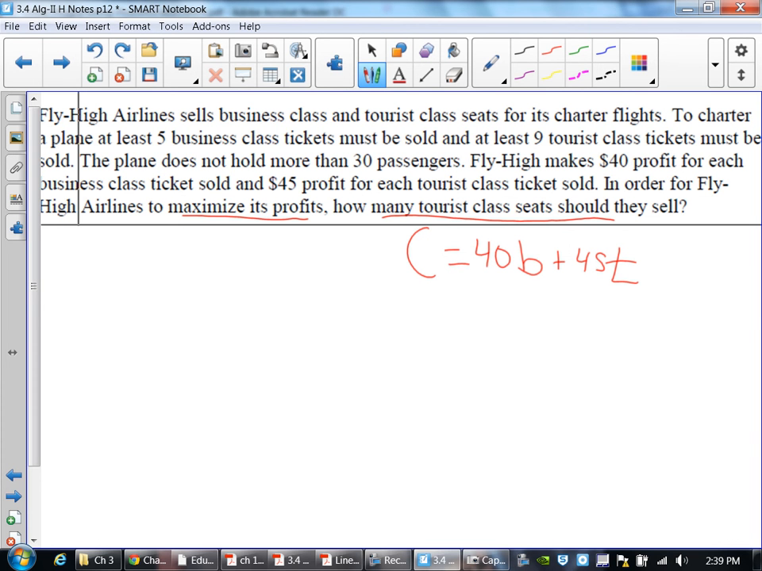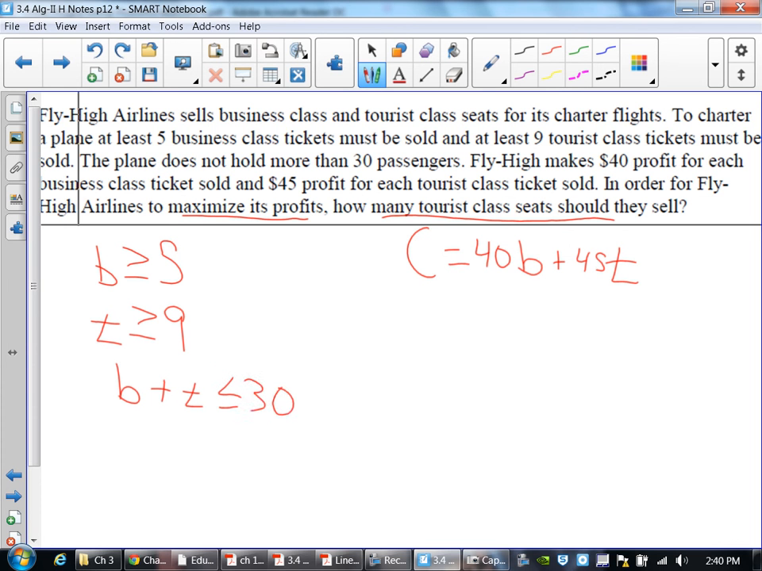In order to charter a plane, at least 5 business class tickets must be sold, and at least 9 tourist class. So you have to have the bare minimum. B has to be greater than or equal to 5. T has to be greater than or equal to 9. That took care of that. Because you can sell 5, you can sell 6, 7, 8, whatever. But is there a cap on how many fit in the plane? 30. The combination of business and tourist.